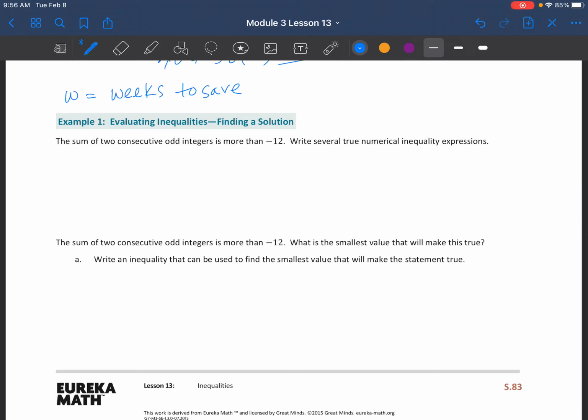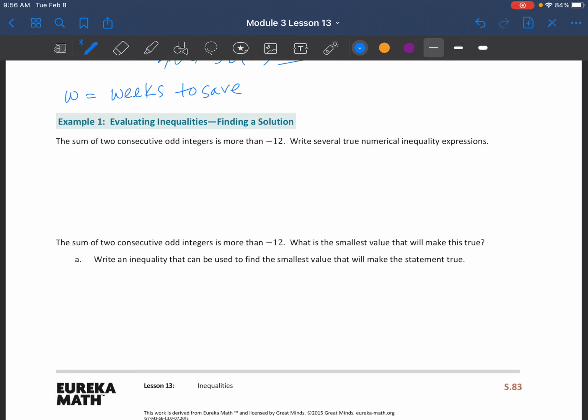All right, let's look at example 1. Evaluating inequalities and finding a solution. The sum of two consecutive odd integers is more than negative 12. Write several true numerical inequality expressions. Feel free to come up with your own, but I'm going to give you a couple of examples, okay?